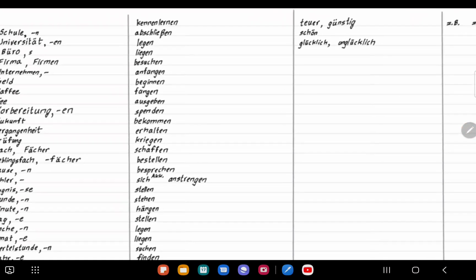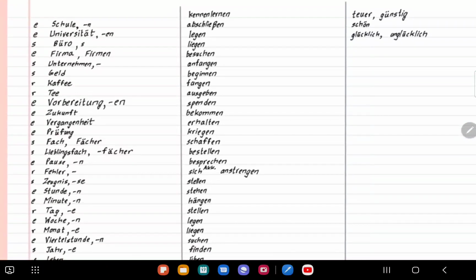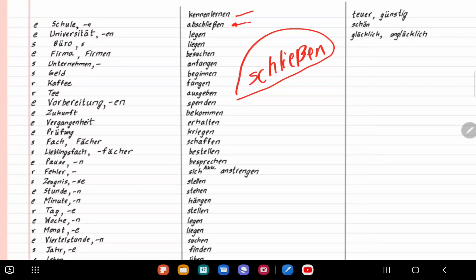Okay, let's look at some more examples. Kennenlernen is a trennbare verb. You know lernen is to learn. Kennenlernen is to get to know someone. The object is a person. Abschließen is to finish. You know schließen, right? It means to close. Abschließen can be used in different ways. One famous scenario is when you finish your master's or bachelor's, you say du hast deinen Master or Bachelor abgeschlossen. Then you have legen, liegen. You have besuchen, anfangen, beginnen.